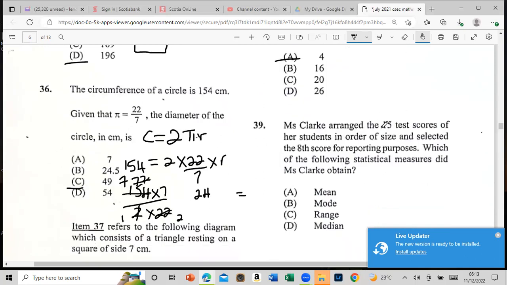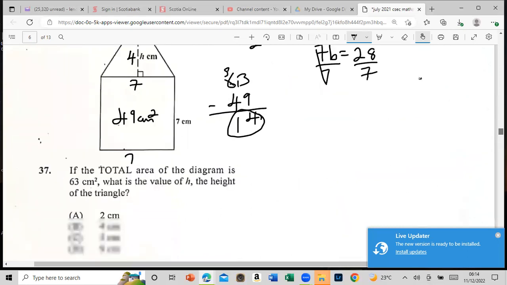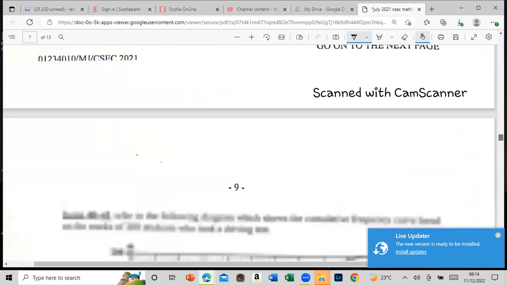Miss Clark arranged 15 test scores of her students in order of size and selected 8 scores for reporting purposes. Which of the following statistical measures did Miss Clark obtain? Oh, so that would be the median, middle number, right? Almost slightly there. I was wondering why. Alright. So let's move on to, we're going to stop exactly at 41.